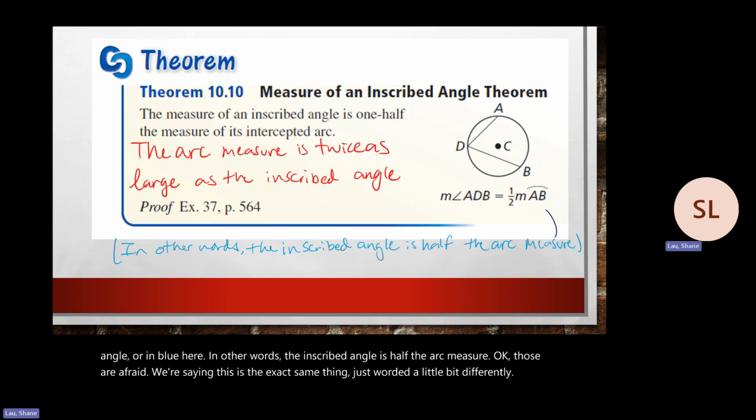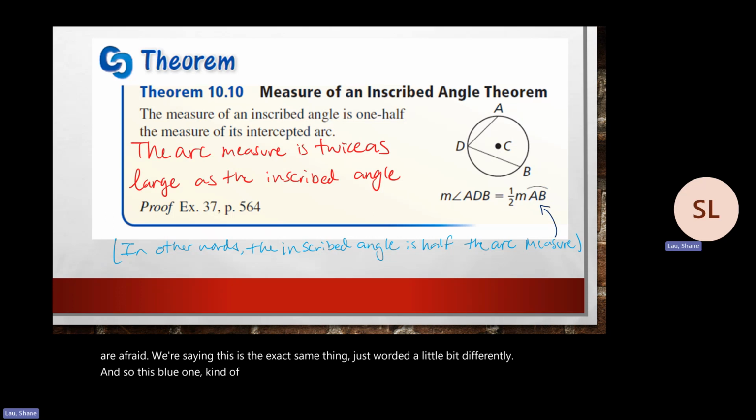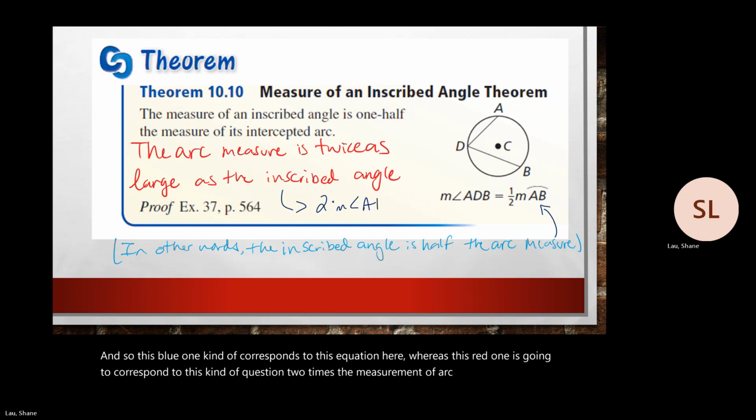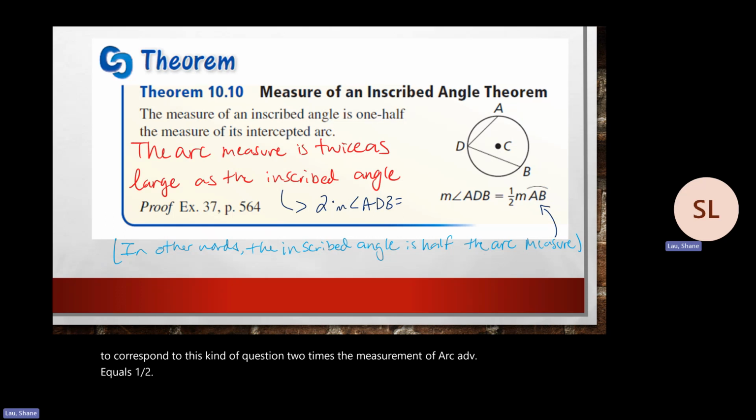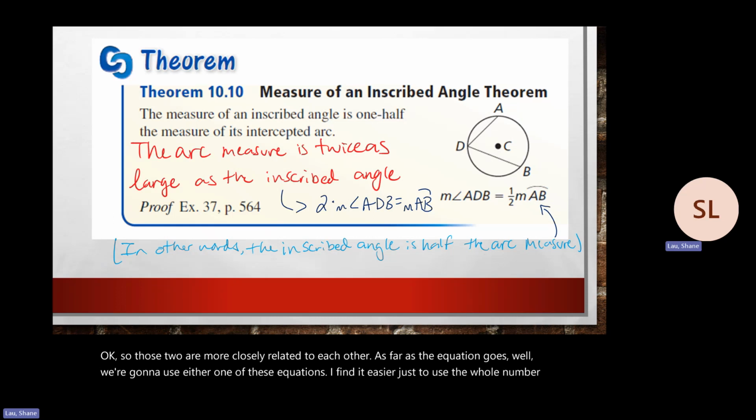So this blue one corresponds to this equation here, whereas this red one is going to correspond to this equation: 2 times the measurement of angle ABC equals the measurement of arc AC. Sorry, not 1/2, it equals the measurement of arc AC. Those two are more closely related to each other as far as an equation goes. But we can use either one of these equations. I find it easier just to use the whole number 2. It just makes things easier on us.